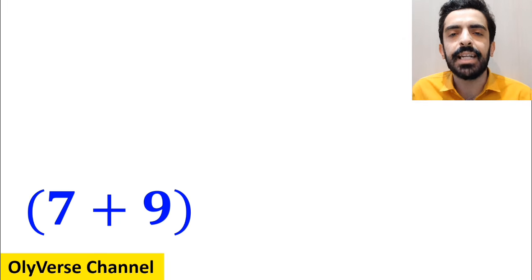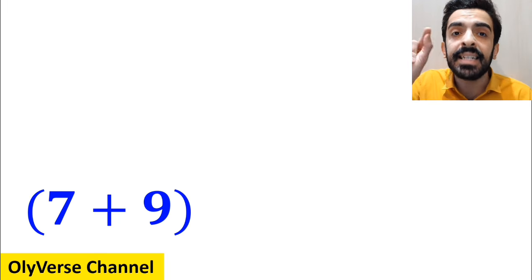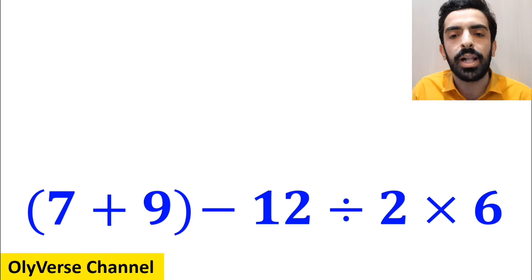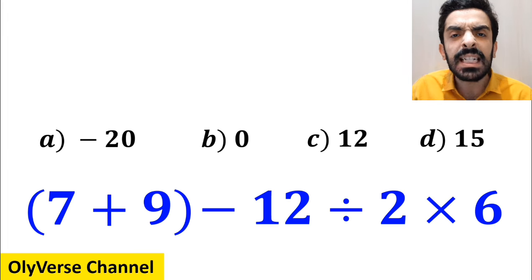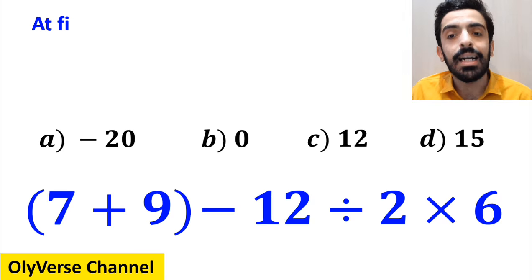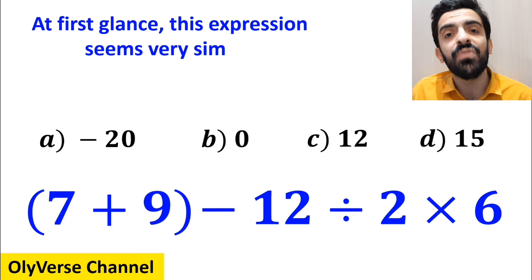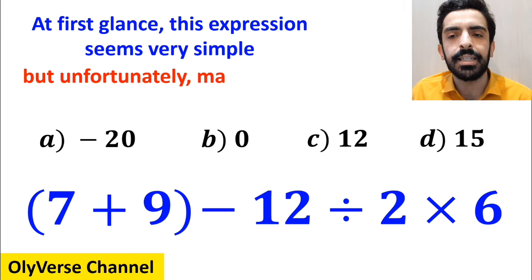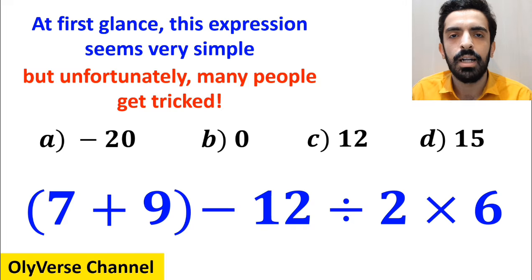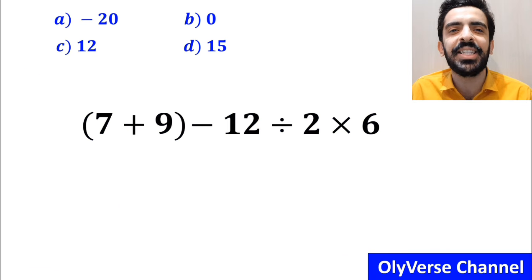What is the value of the expression (7 + 9) - 12 ÷ 2 × 6? Which option do you think is the correct answer to this question? At first glance, this expression seems very simple, but unfortunately, many people get tricked. Let's take a closer look and solve it together.